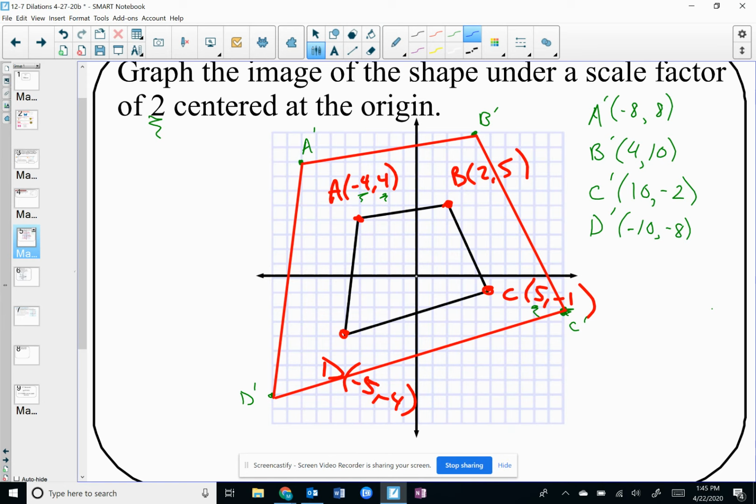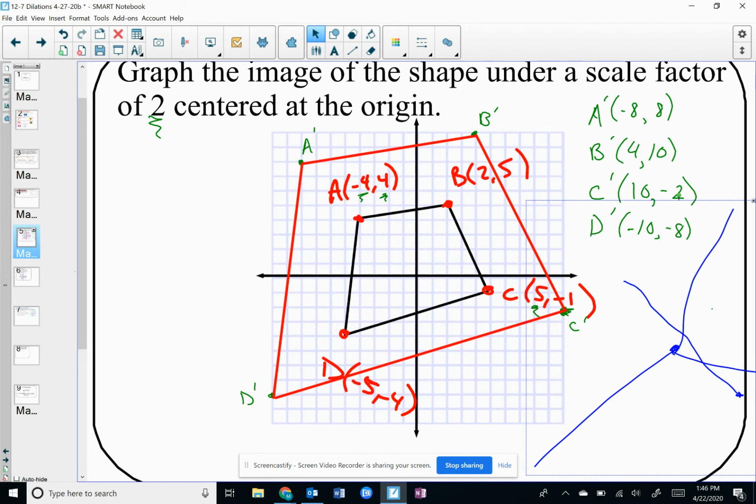And so we go from the origin, if you imagine a line to A, and then to A prime, it's now twice as far away because of the scale factor of 2. And so that same thing happens for B prime, for C prime, and for D prime. So it's always a dilation from the origin on the graph. Now you don't need to draw those blue lines in there. I'm just showing you how the stretching occurs.